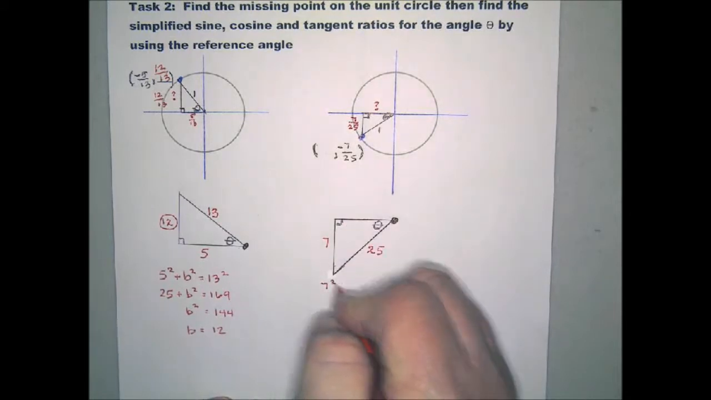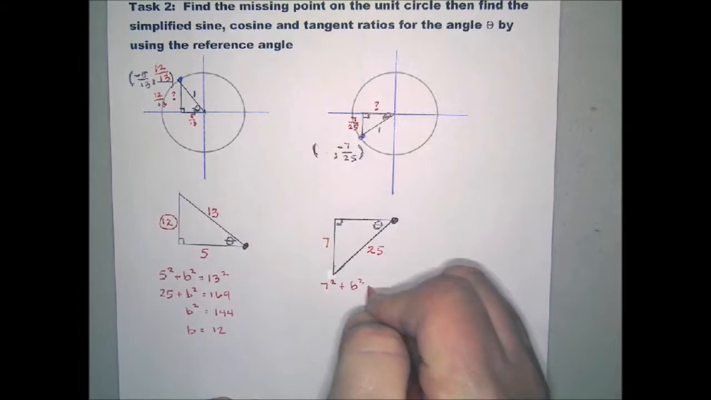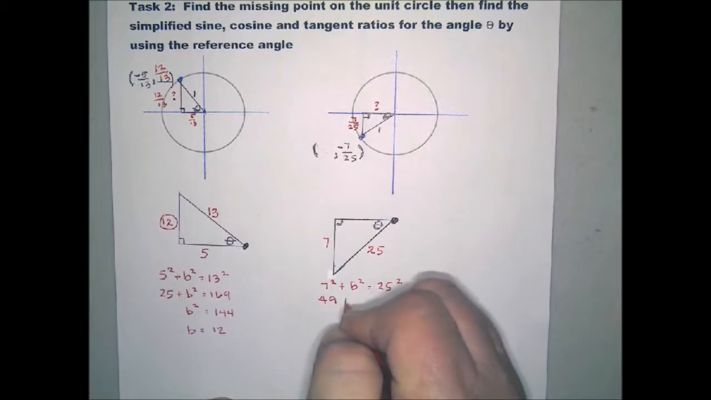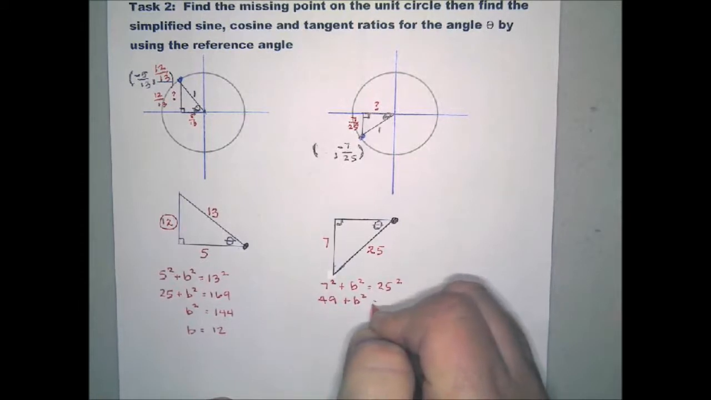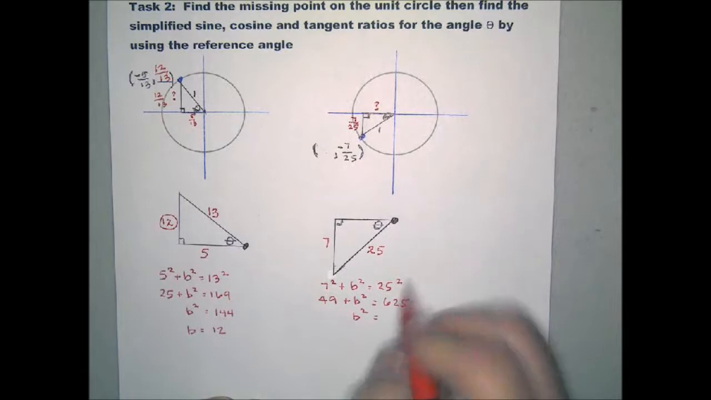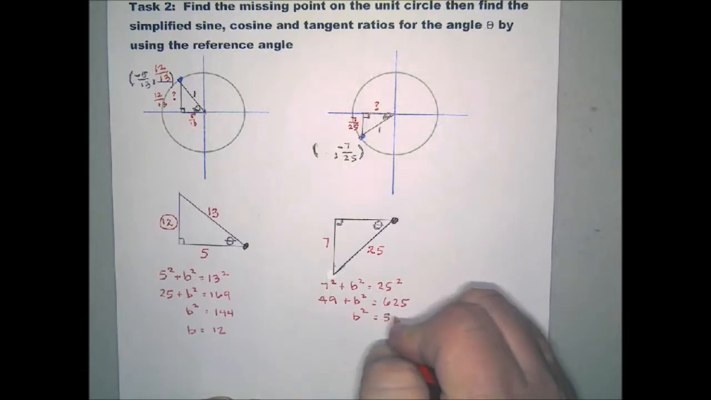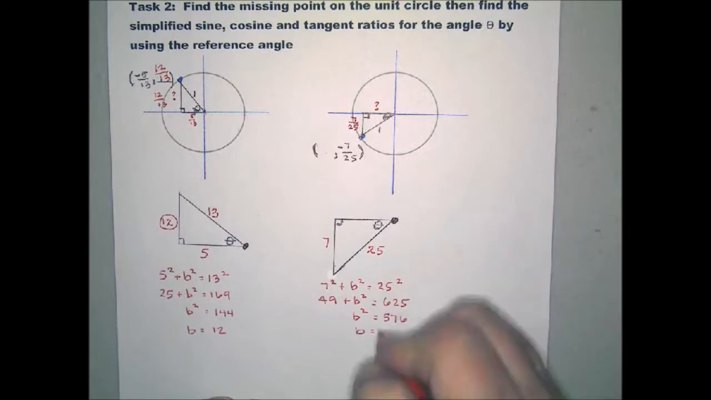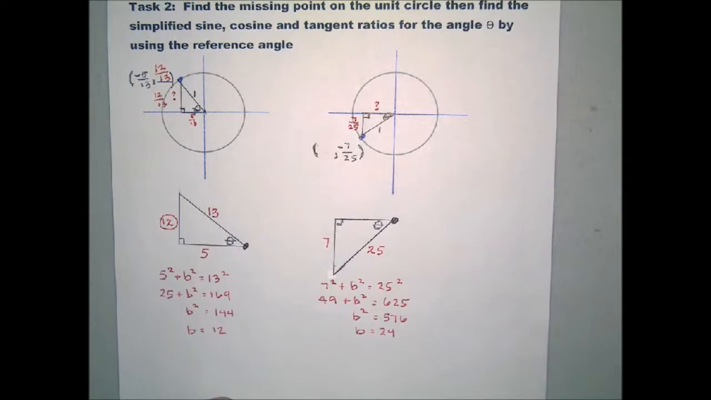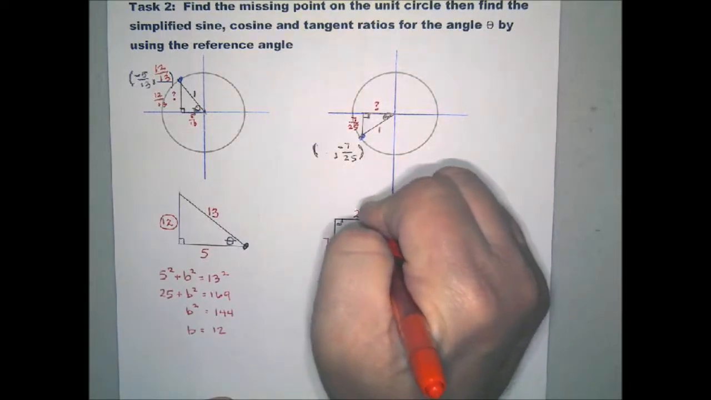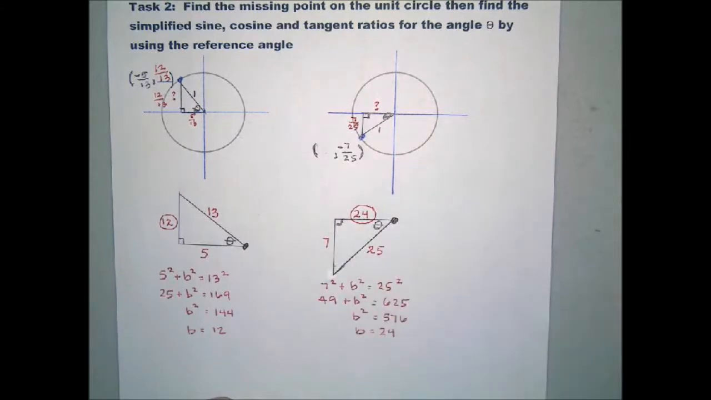So 7 squared, a squared plus b squared again equals c squared. So 49 plus b squared equals 625. Subtract 49 from each side and you get 576. Take the square root of 576 and you get 24. So what we just figured out was this missing side is 24.